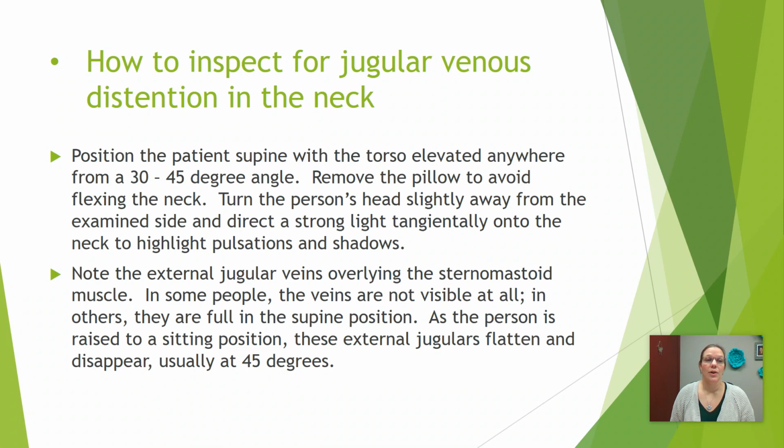How to inspect for jugular venous distension in the neck. You're going to position the patient supine with the torso elevated anywhere from 30 to 45 degrees. And we'll talk shortly about why you are not going to sit them up higher than 45 degrees, why you cannot assess for jugular venous distension at a higher angle than 45. You're going to remove the pillow to avoid the patient flexing their neck.